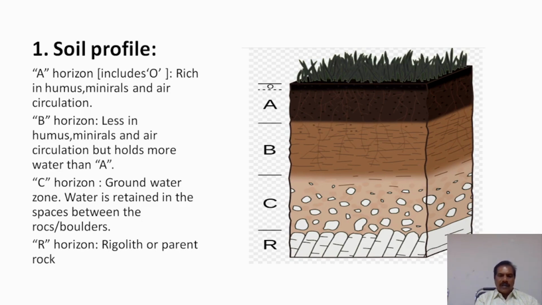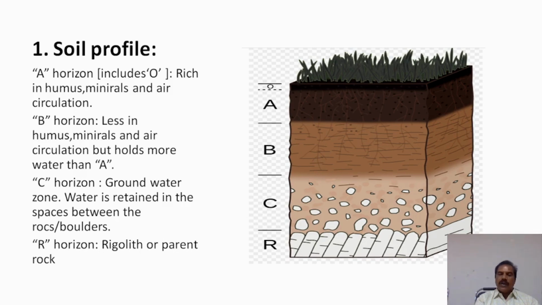Next, the last horizon, R. R means regolith or the parent rock, from which all the other horizons are formed gradually, one after the other, over a period of time, through a process called weathering. Weathering is nothing but the breakdown of large rocks into small particles. Out of weathering, soil is formed. From the parent rock, that is regolith, all the other horizons starting from C, B and A horizons are formed.